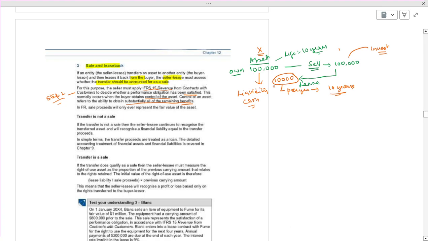You are talking about Y, or you are talking about X? X. So the asset is 100,000, right? He sold it to Y for 100,000. Then he will lease it again from Y for 10,000 every year. So he will be using it for 10 years. The cash which he will have after the sale, he will invest somewhere else, like this. Yes, the concept. All right.